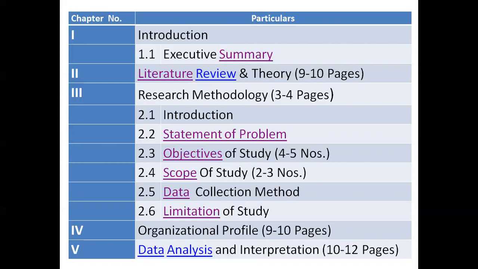Don't elaborate. Okay. Now the most important chapter, the heart of your report, that is data analysis and interpretation. It should be 10 to 12 pages at most. You can increase it sometimes if you have too much data. Here you have the freedom of increasing the number of pages, but not in other chapters, right?